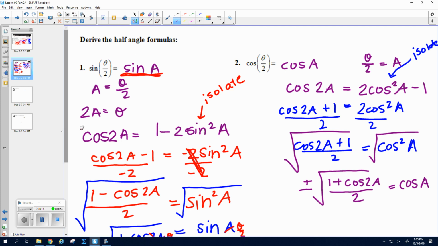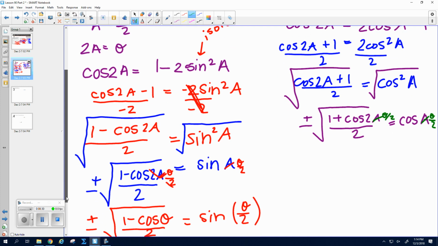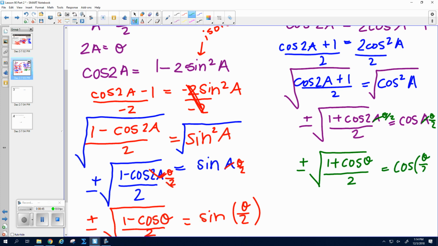And then my last step is to go back and replace a with theta over 2, because we're trying to do the half angle, and we just said at the beginning that a is equal to theta over 2, and we plug in theta over 2. So now I have plus or minus the square root of, and now this 2 here, these cancel out, and that's how we get 1 plus cosine theta over 2 equals cosine of theta over 2.